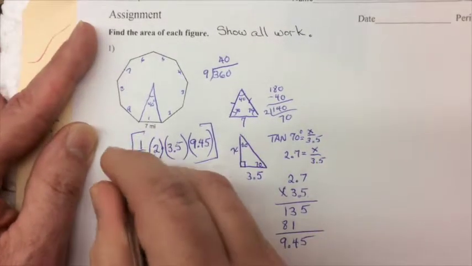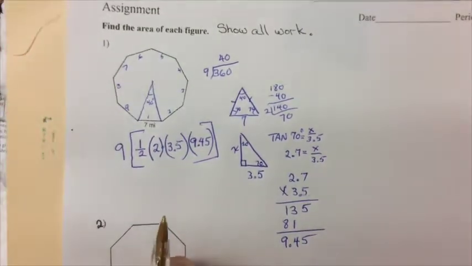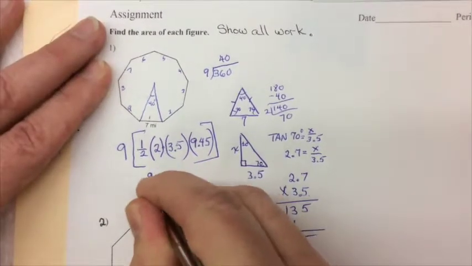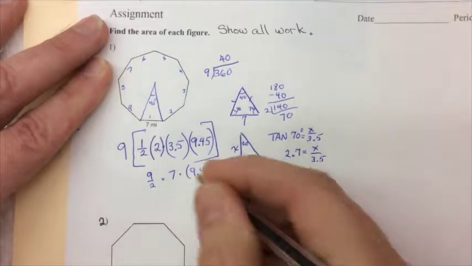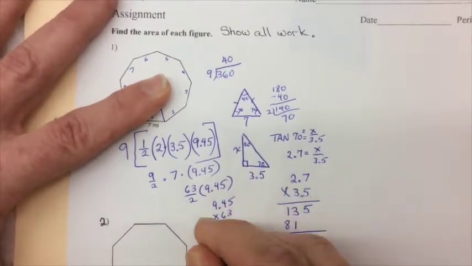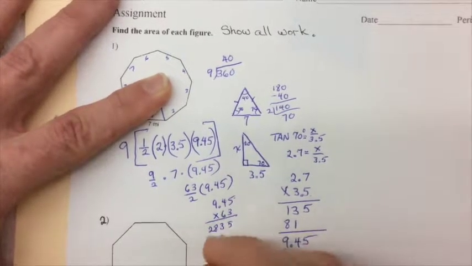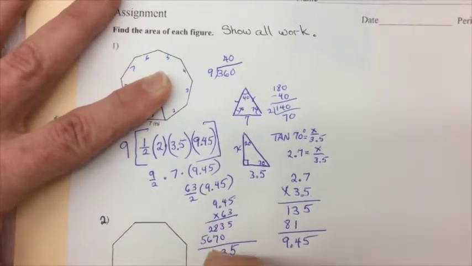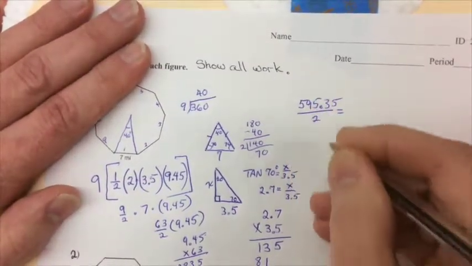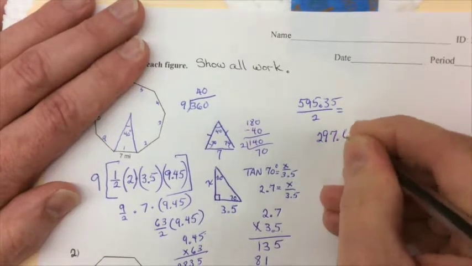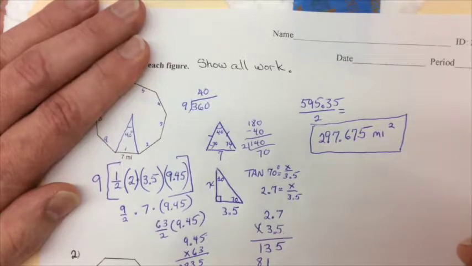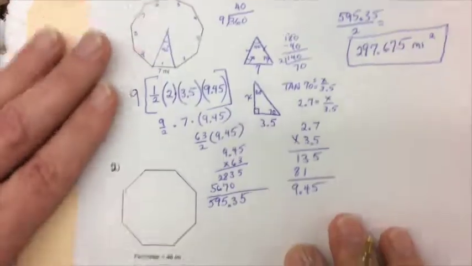And I have 9 of those triangles, so if I multiply that by 9, I'll get the area of the nonagon. I'll use the 2 to multiply times the 3.5. Let's just do 63 over 2 times 9.45. But the answer to this is going to be 595.35 divided by 2. Don't want to forget that. I got divided by 2 now. So there, I got my answer, 297.675 miles squared.